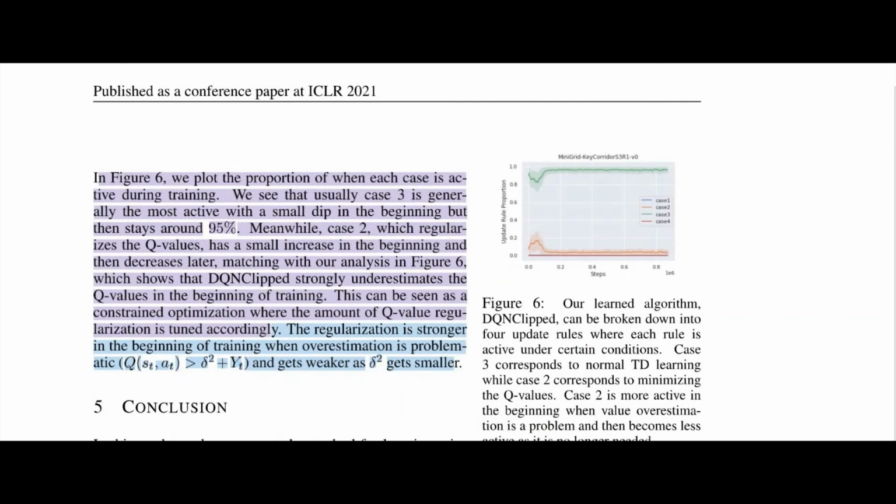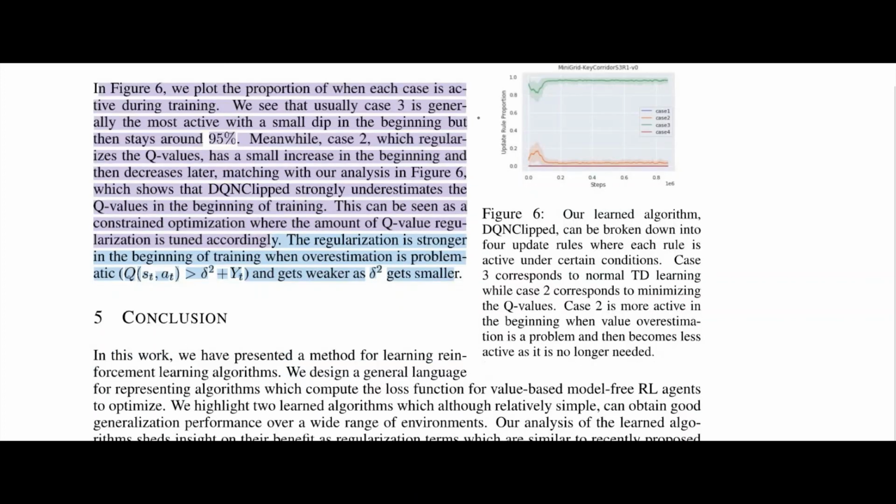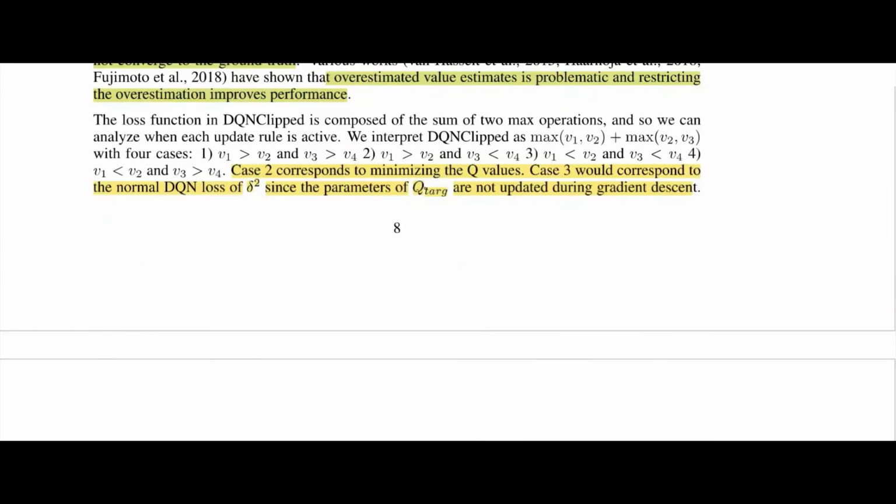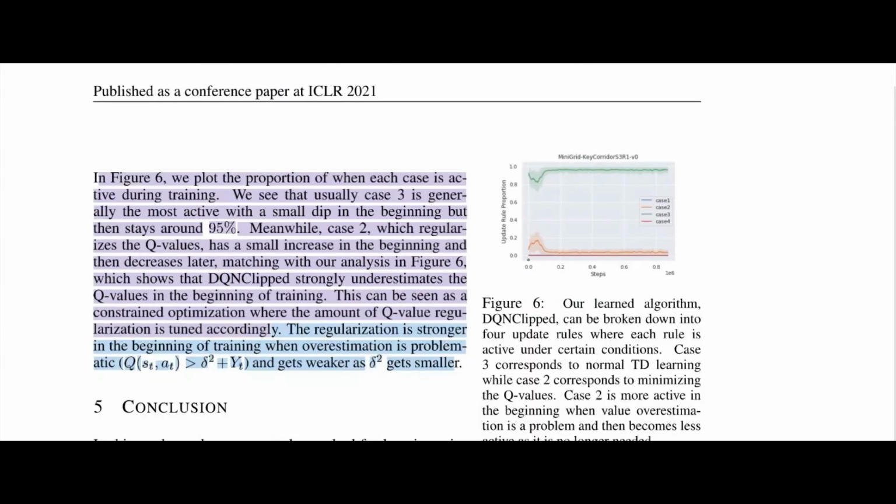They analyze the proportions in which each of the cases is active during training, and they see that case 3 is the case which is mostly active, but initially case 2 is active. So case 2 regularizes the Q value. Initially the network learns to minimize the Q values, but after that the network switches to case 3, which is just the normal DQN loss.